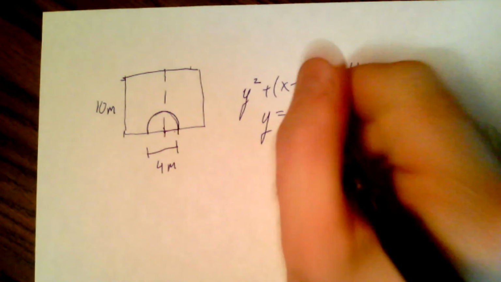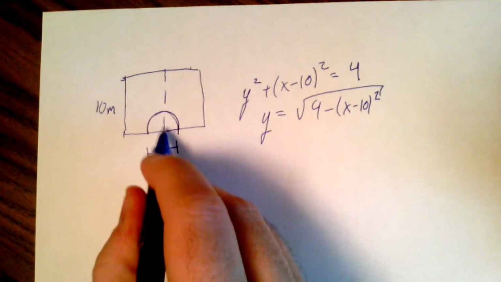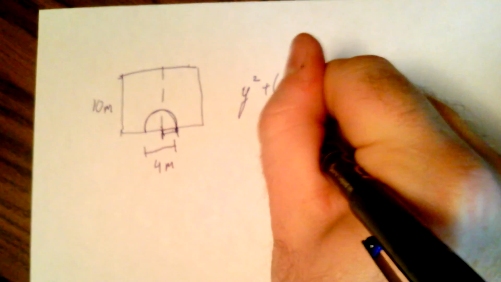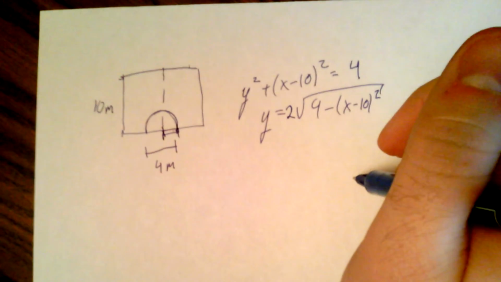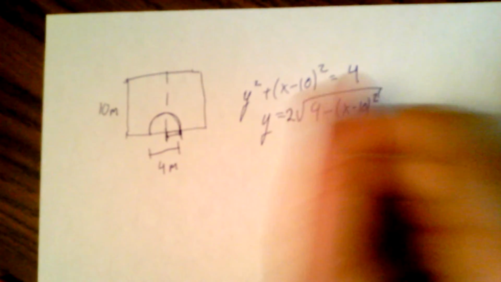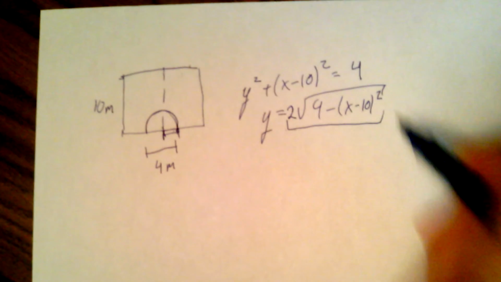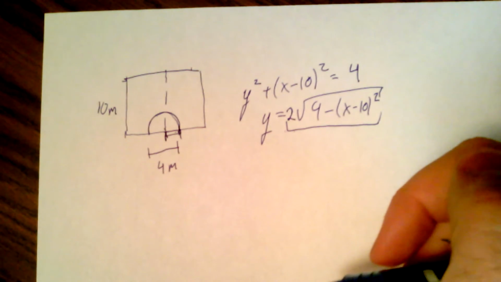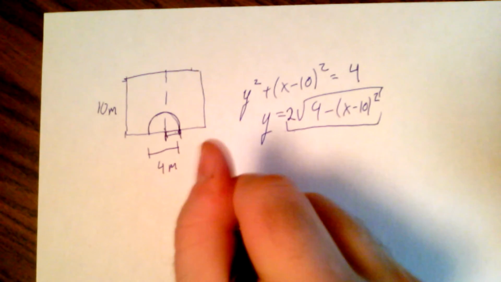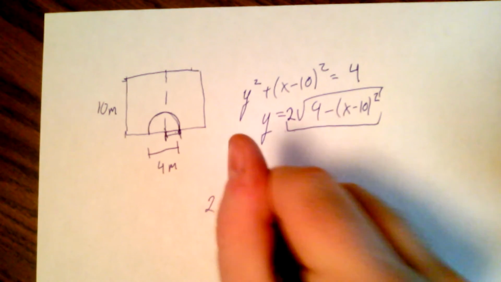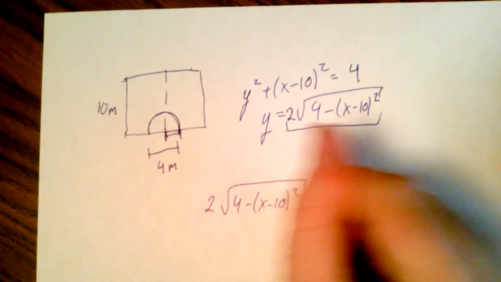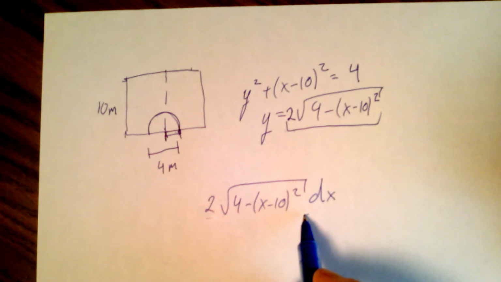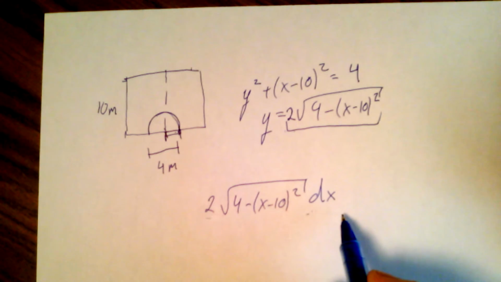That gives us, of course, just this distance halfway across the semicircle, multiply by 2 to get the full distance across, and now this becomes the width of our differential area element, our differential area rectangle. So 2 times the square root of 4 minus (x minus 10) squared dx, that's our width of our differential rectangle times the height of our differential rectangle.